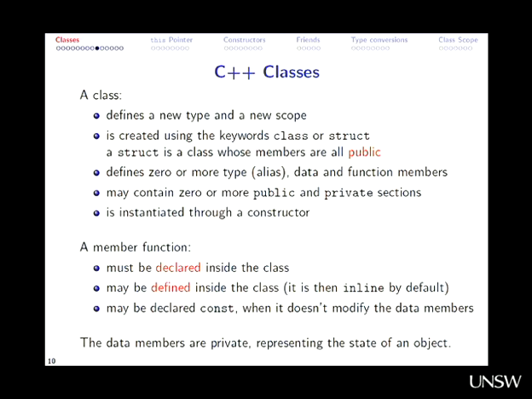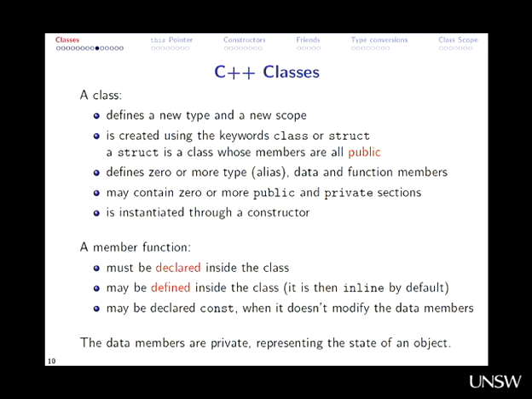A member function, so a function that's inside that class, must be declared inside the class. So when the class is declared, the member function must be declared. So the declaration of the member function must go inside that .h file. It might be defined within that class declaration, okay, which makes it inline by default. So inside that .h file, we can define a member function, or it can just be declared there and then defined in our .cpp file.